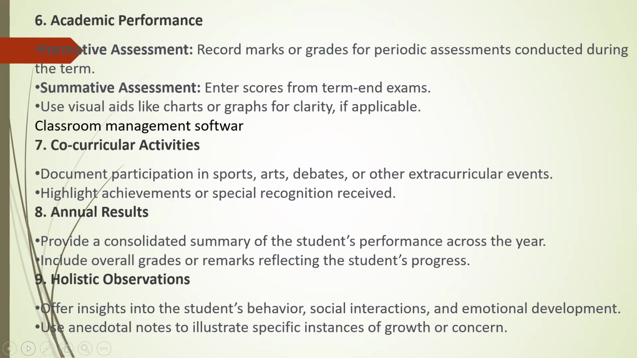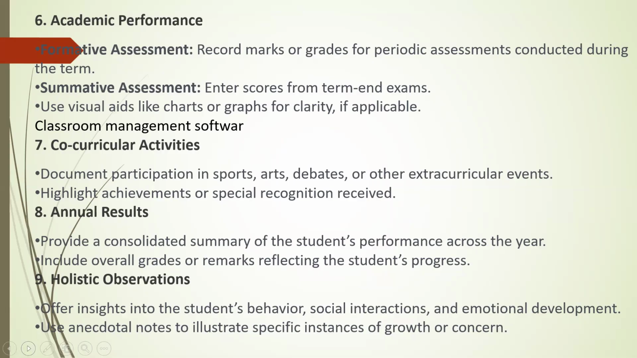Six is the academic performance: formative assessment, summative assessment, record marks or grades for periodic assessment conducted during the term, summative assessment, internal scores for term and exam, use visual aids like charts or graphs for clarity if applicable. Co-curricular activities: document participation in sports, arts, debates, or other extracurricular events, highlight achievements or specific special recognition received. You must highlight special achievements.